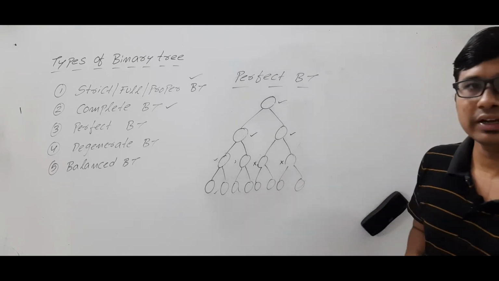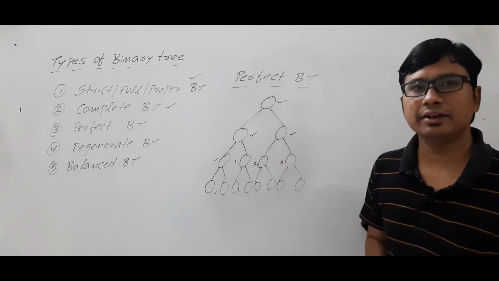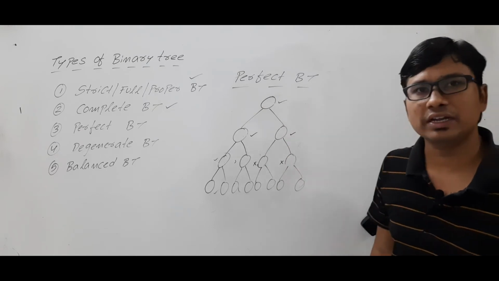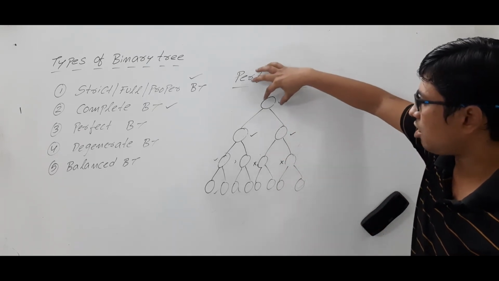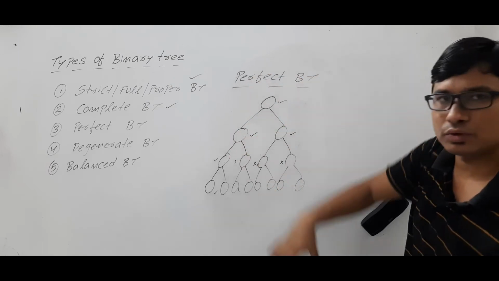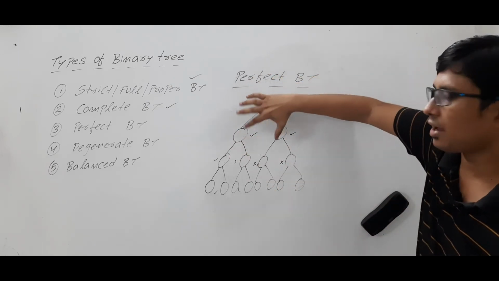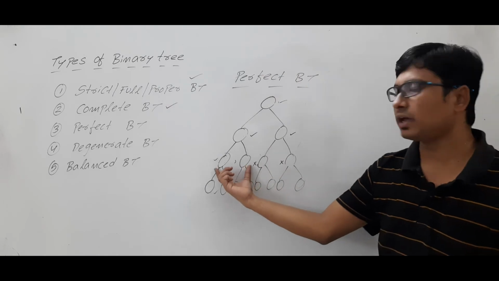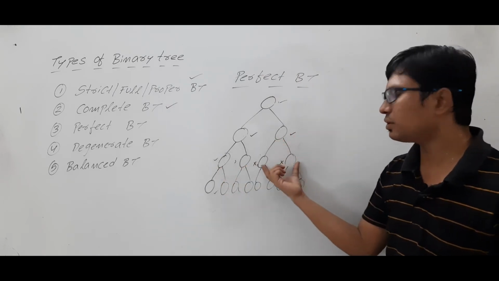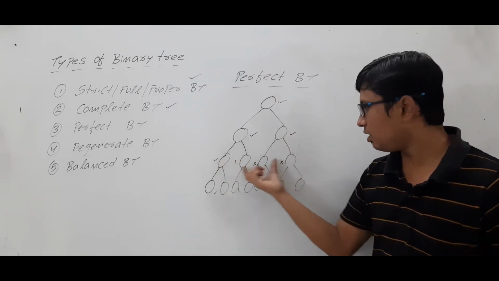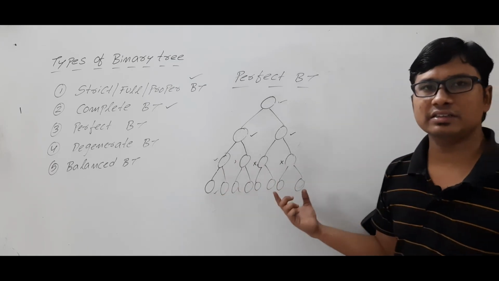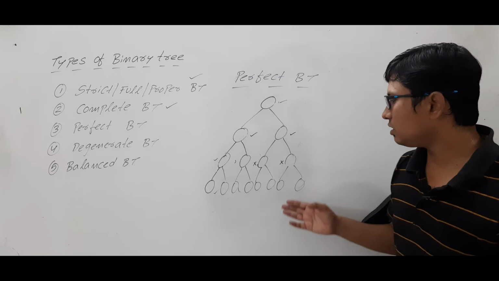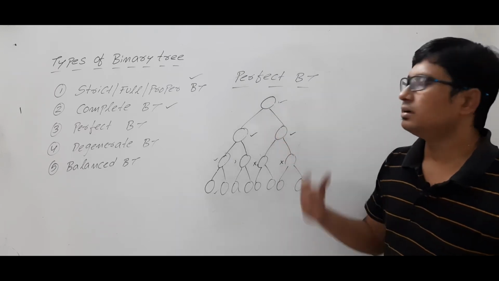can I call this one a perfect binary tree or not? Yes, I can call this a perfect binary tree. How? If you look at it, all the internal nodes have two children. This is an internal node having two children. This is an internal node having two children. This is an internal node having two children. And even all these internal nodes have two children, and all the leaves are at the same level. So I can call this a perfect binary tree.